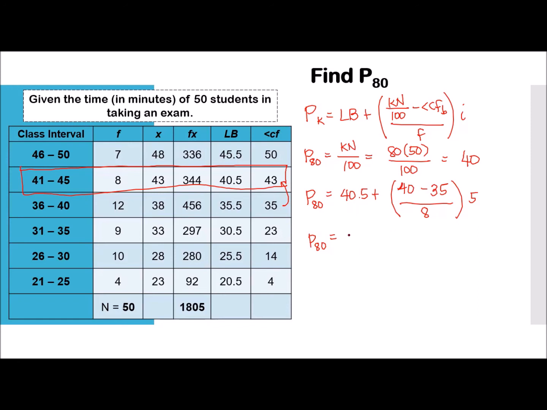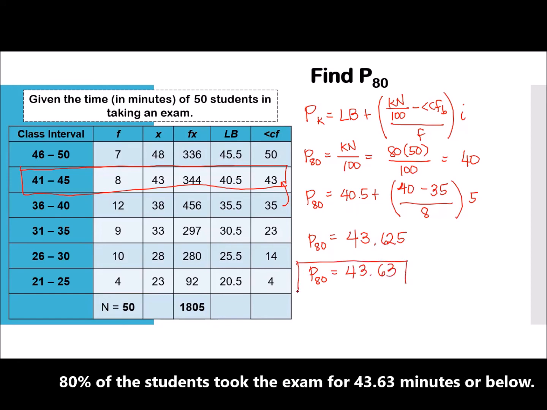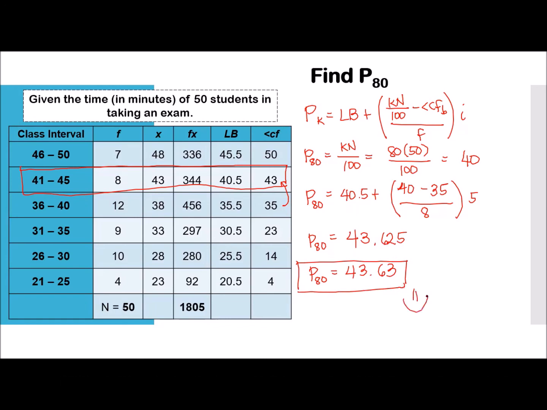Okay. The answer here is 43.625. O sabi ko nga kanina, i-round off nyo siya into two decimal numbers or hundreds place. So we will have 43.63. Or 80% of the students took the exam for 43.63 minutes or below. Okay, I hope everything is clear. Pagka quartile over 4, pagka decile over 10, at pagka percentile over 100.